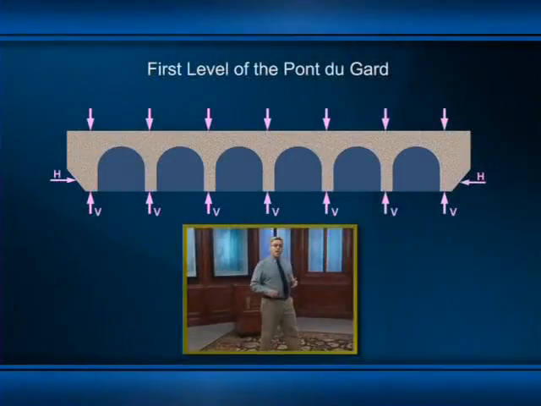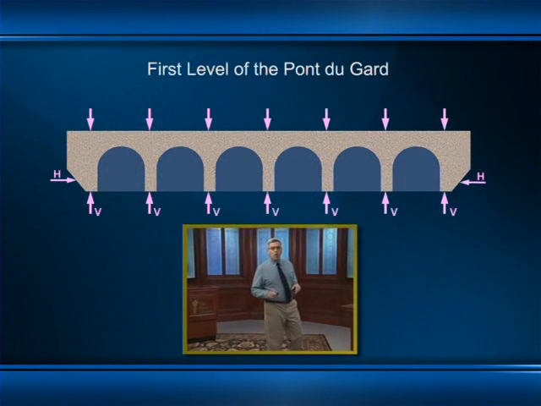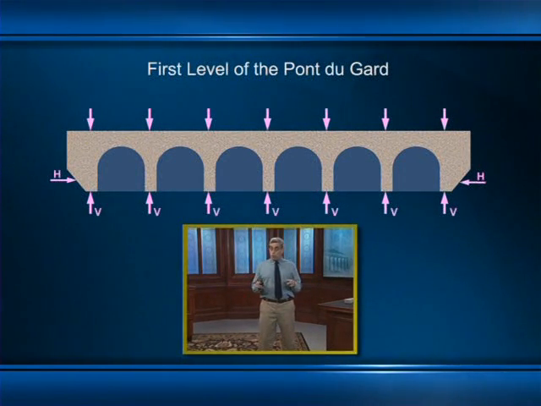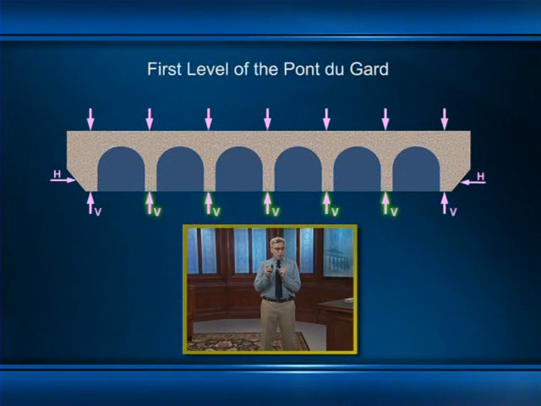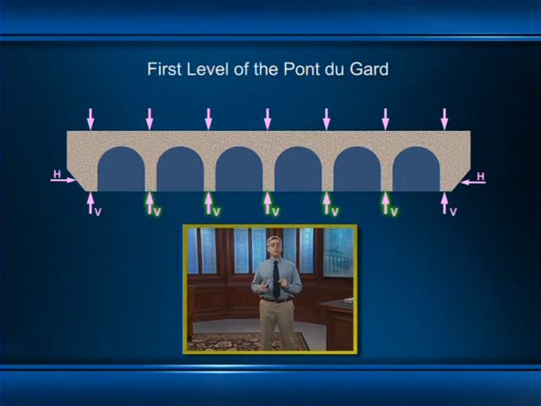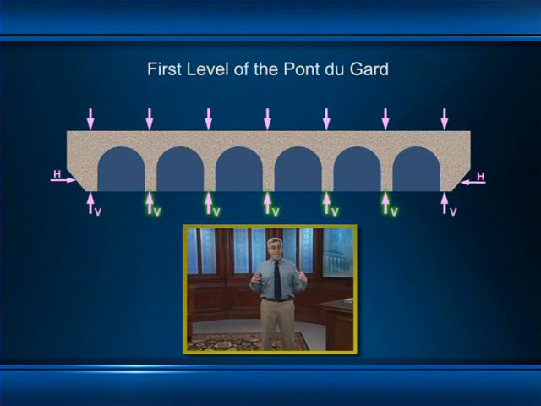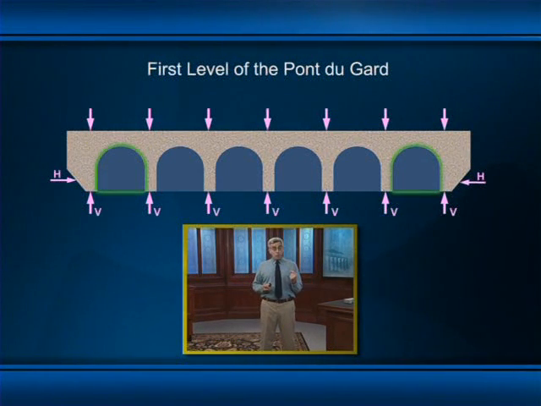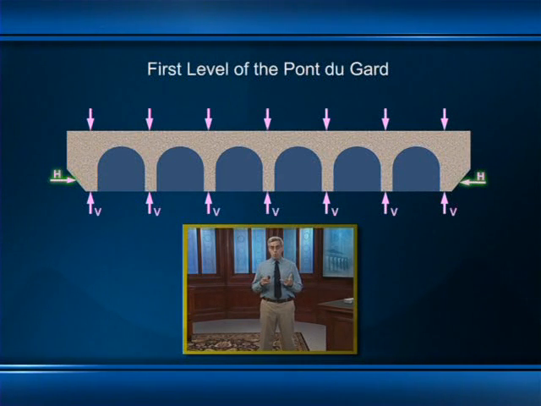Here's a free body diagram of the first level of the Pont du Gard, isolated from the rest of the structure. And as the diagram shows, the bases of the interior arches have only vertical reactions because the adjacent arches cancel each other out, and as a result, no horizontal thrust remains at those intermediate supports. But the outermost arches still generate a horizontal reaction and must be laterally supported with substantial foundations built into those riverbanks.